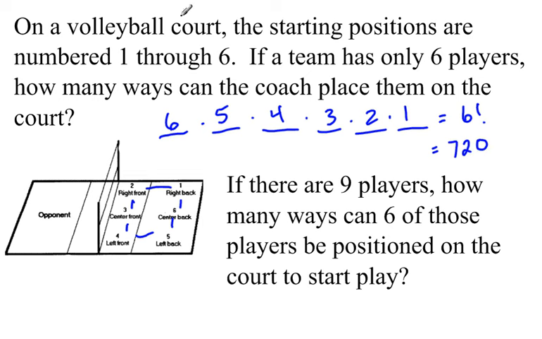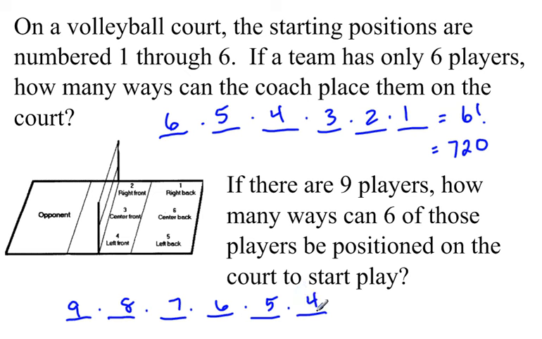Now let's say actually everyone showed up and there's 9 players on the team. Now how many ways can the coach put them on the court to start the game? Well, we still have 6 positions. But the first one, we have 9 options, then 8, 7, 6, 5, and 4. And we can just multiply those out. 9 times 8 times 7 times 6 times 5 times 4, for a total of 60,480 options.